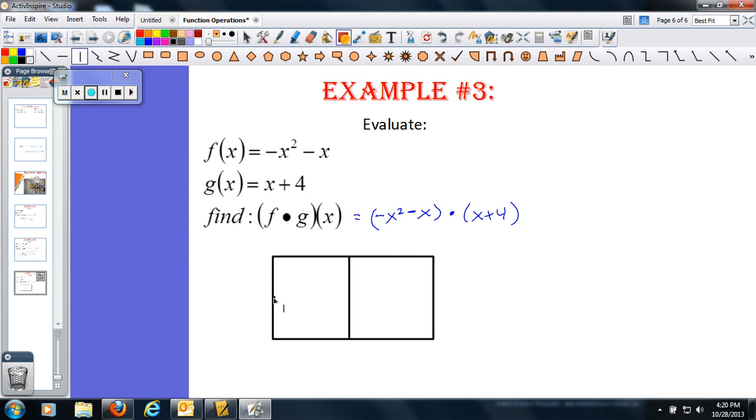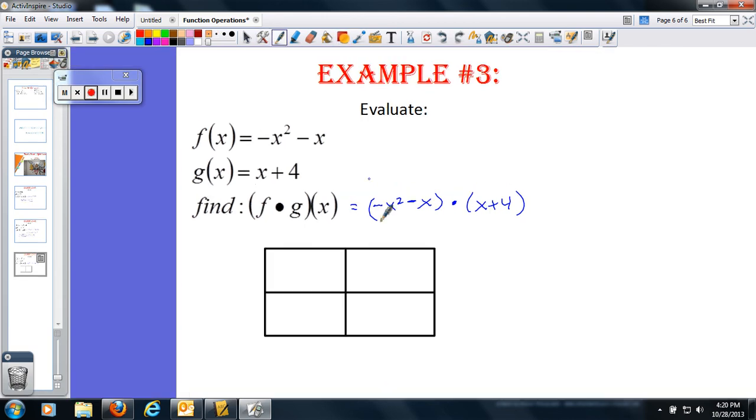I'm going to have a column for each term and a row for each term. So in the first expression I have negative x squared minus x, so I have a column for each one of those. That's negative x squared minus x, and I'm going to put the minus closer to the x. Then I have one row for each term in the other one, so that's x and plus 4. And now you're going to just multiply.